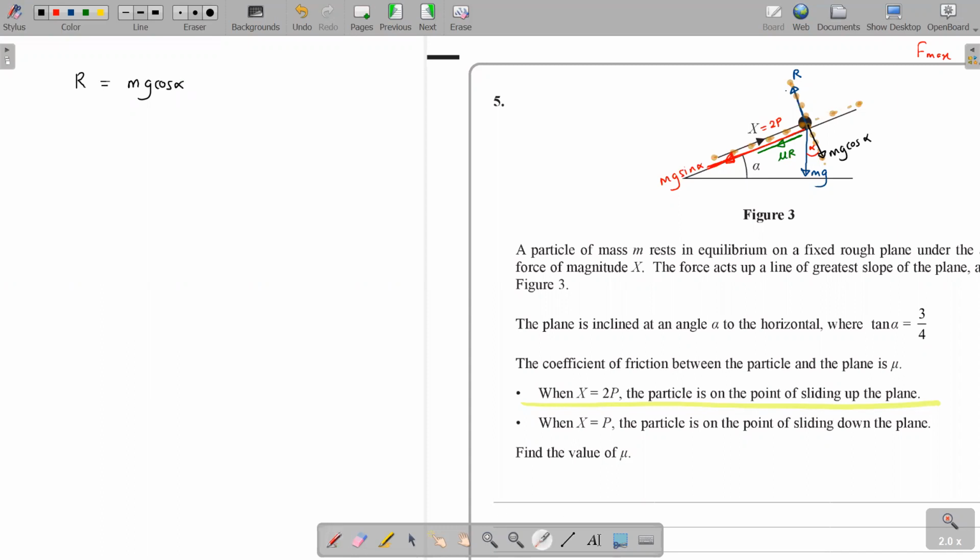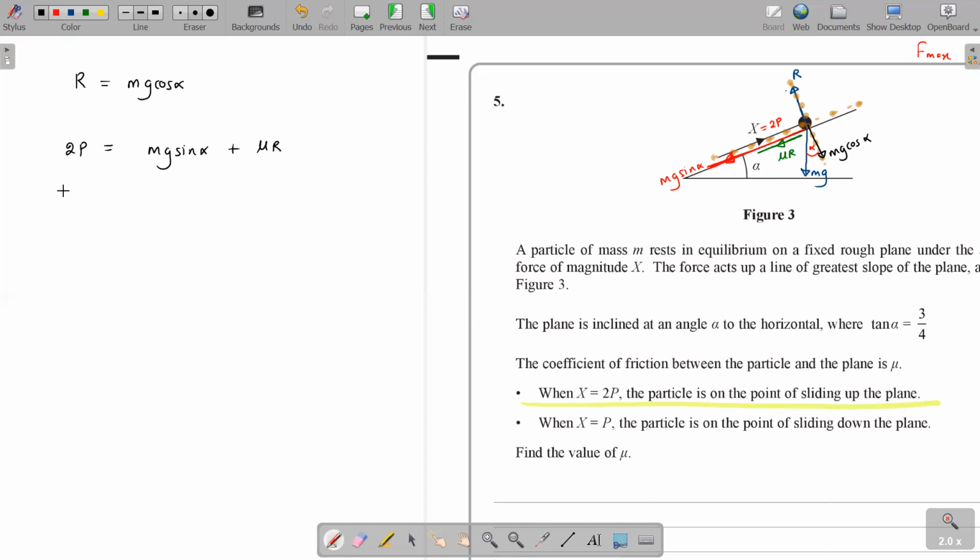So what are the forces parallel to the plane? X equal to 2p is acting upwards. So upwards we have 2p, balancing it out. 2p is equal to what? The mg sin alpha and the mu R. The mg sin alpha and the mu R balance out with the x equal to 2p, right? X equal to 2p is acting up. The mg sin alpha and mu R are acting down. So 2p is balancing out with these two, and that's why it's in limiting equilibrium.